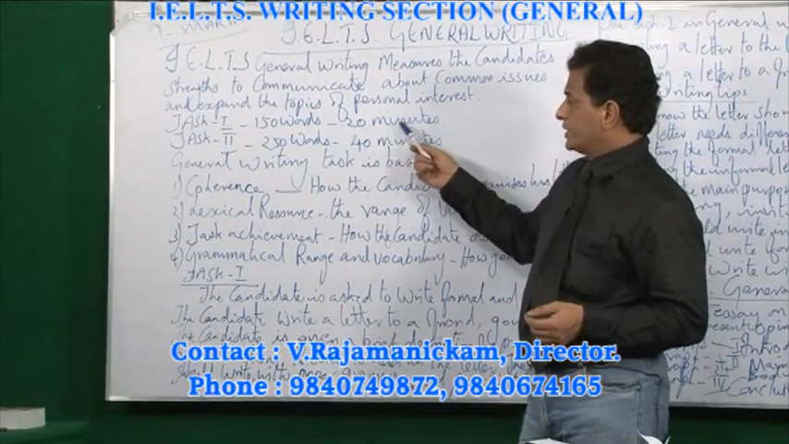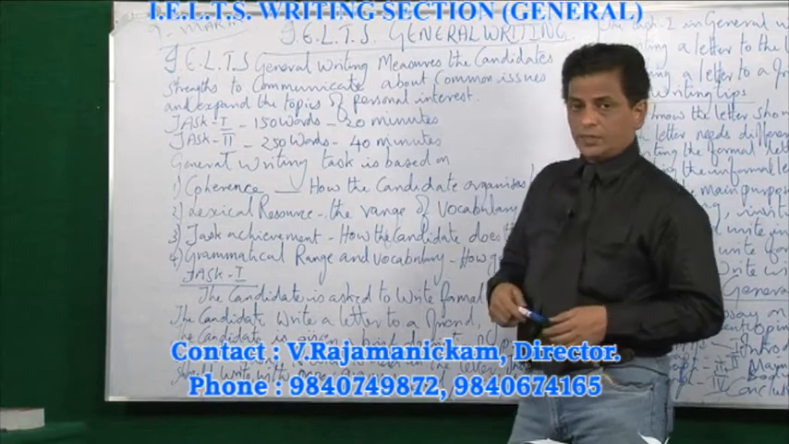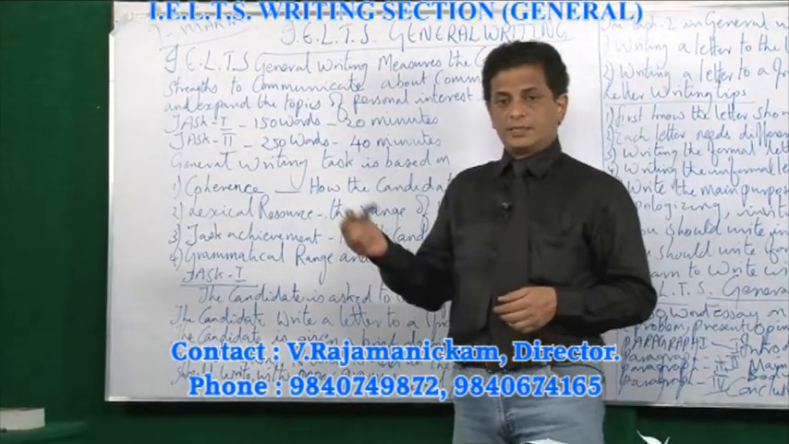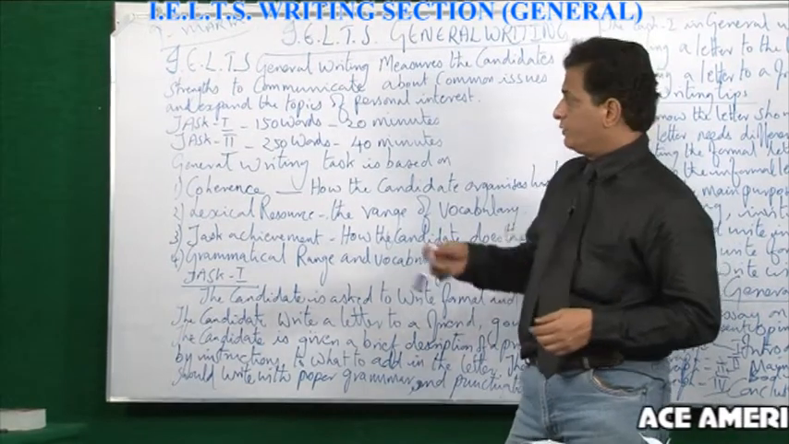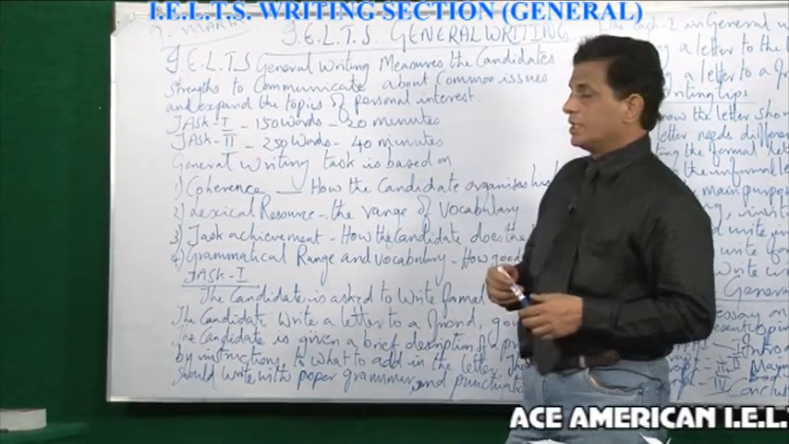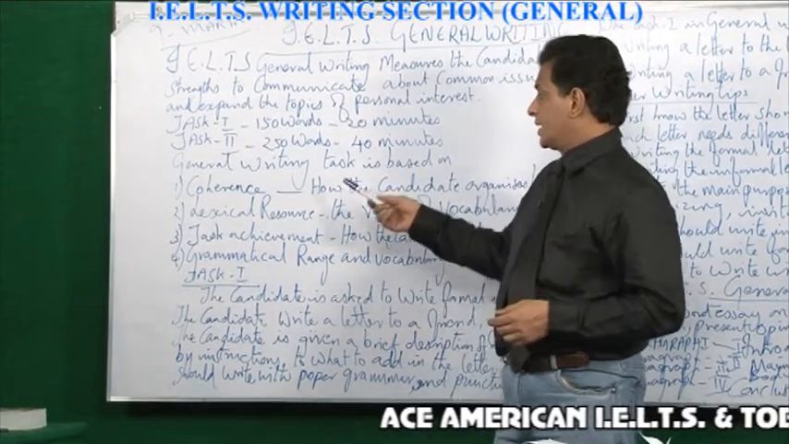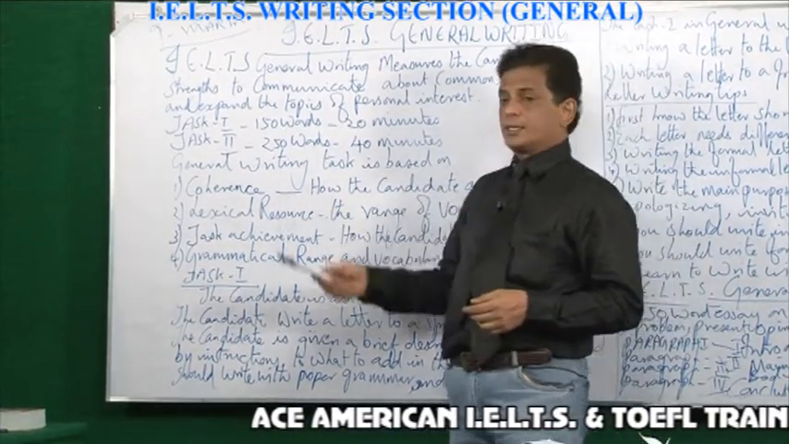Task 1, 150 words, that is 20 minutes. Mostly in task 1 you get letter writing to various authorities, and it may be formal or informal. Task 2 is 250 words about a topic. Okay, now the general writing task is based on coherence.